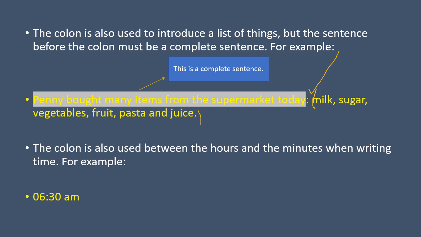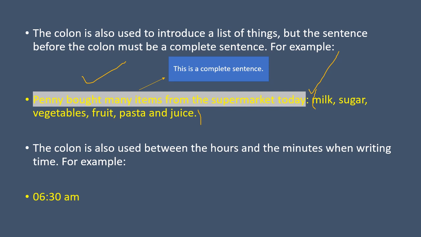Now if you look at this part of the sentence, it's a complete sentence. For example, if you remove the list, it still makes sense. Penny bought many items from the supermarket, full stop. That's a complete sentence. That's the rule. That's how you test whether you are using the colon properly or not.